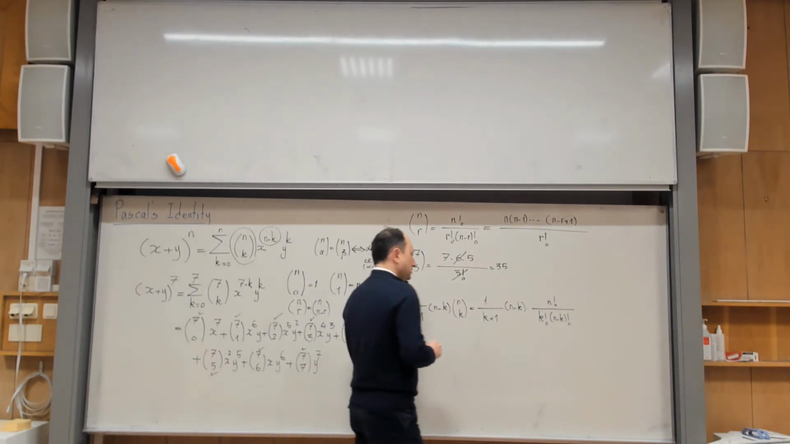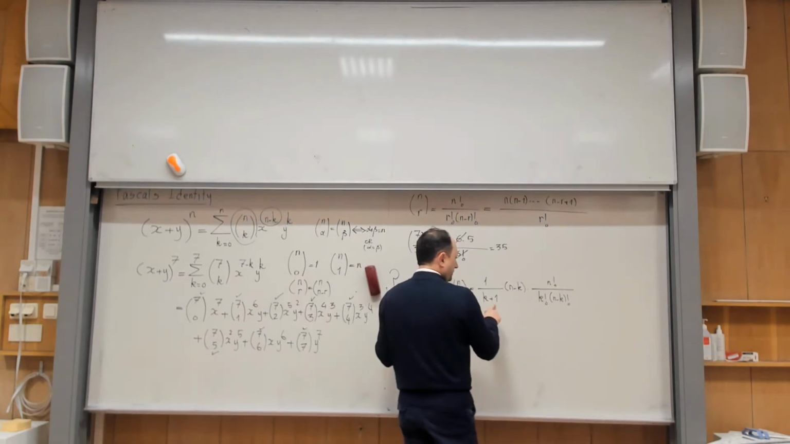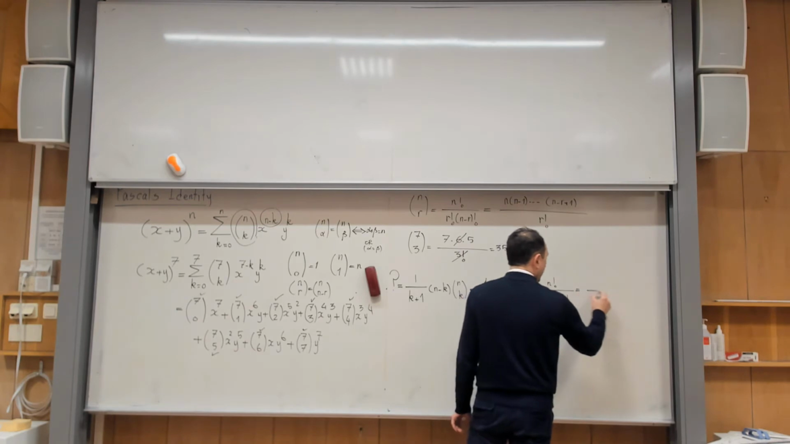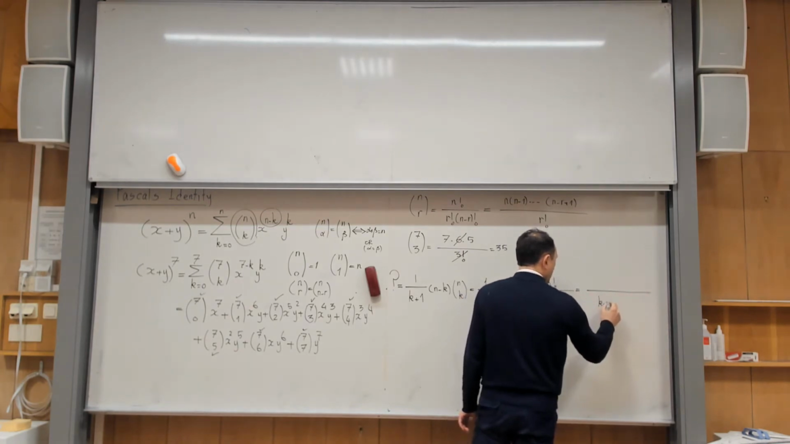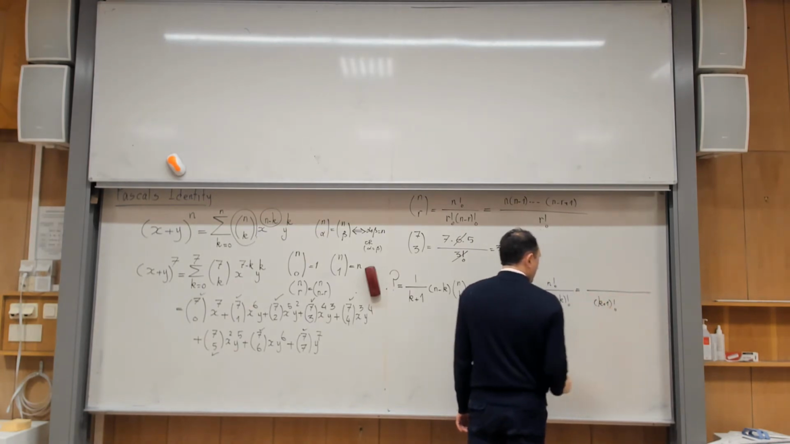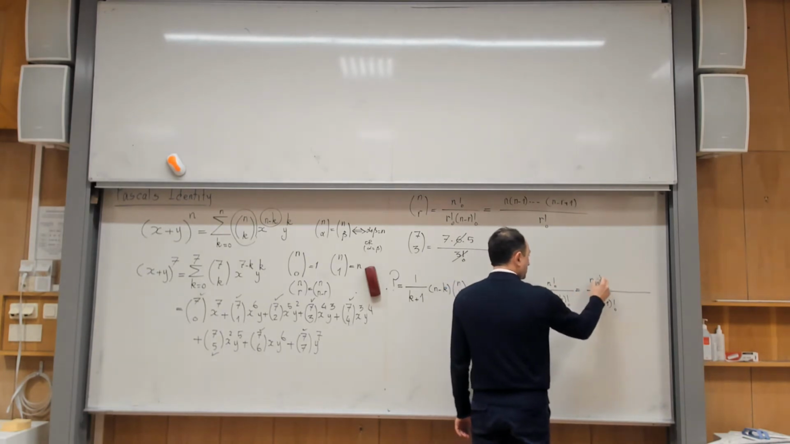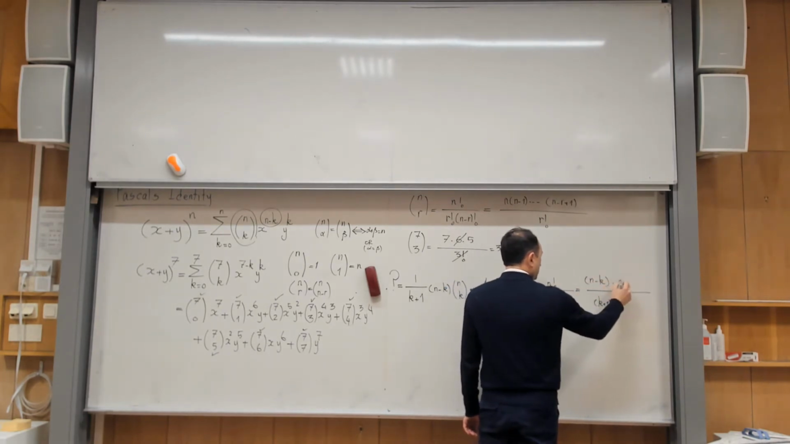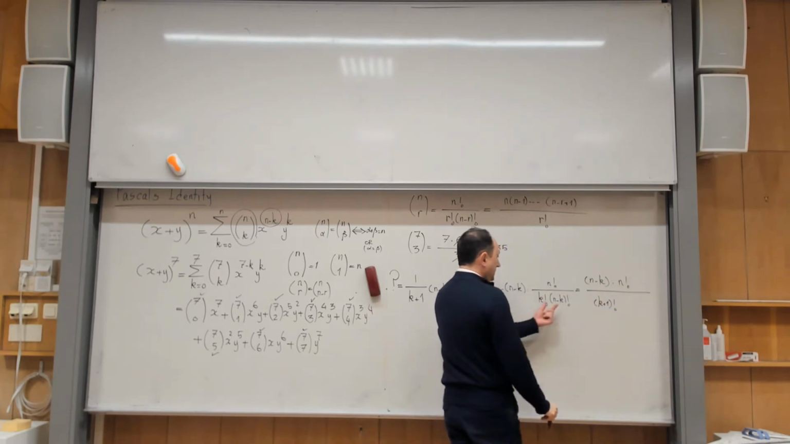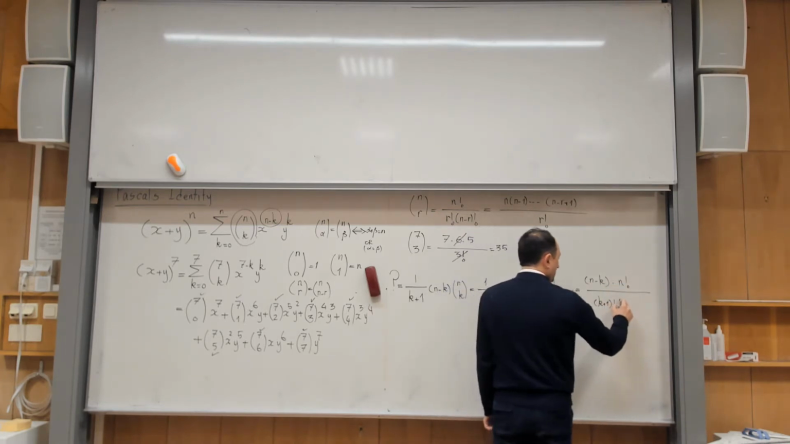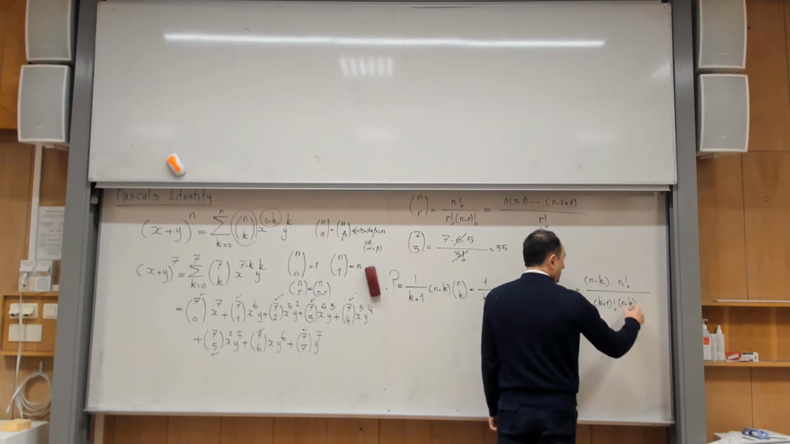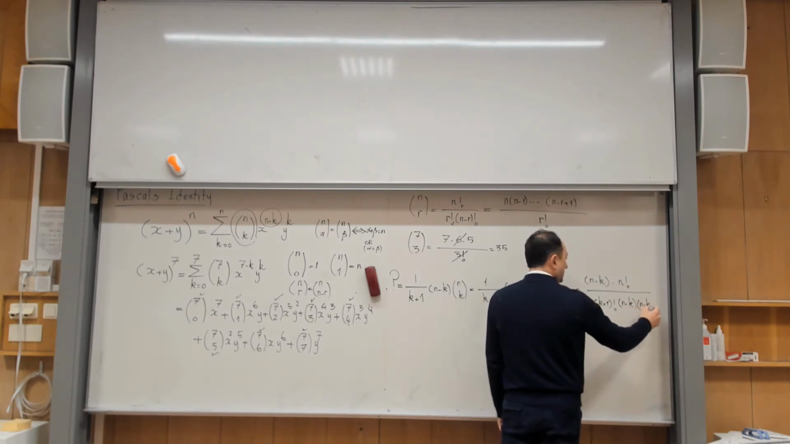But now something interesting happens. This k plus 1 from here will be multiplied by this k factorial. It gives me k plus 1 factorial, yes? This n factorial is, let me write this in the numerator. And instead of n minus k factorial, I write n minus k multiplied by the previous natural number, n minus k minus 1 factorial.